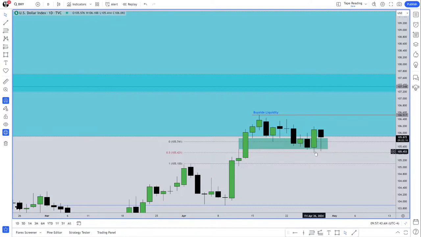How do I know when it's likely to do that? Because I went to a higher time frame, like we just had on that weekly chart. That's this inefficiency here. That's these levels here. And it only went down to the halfway point of it.